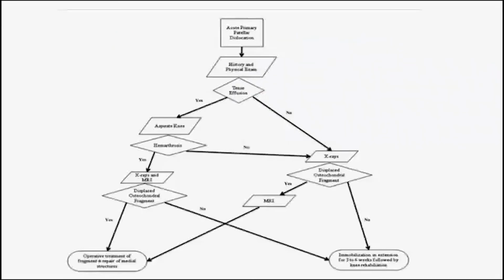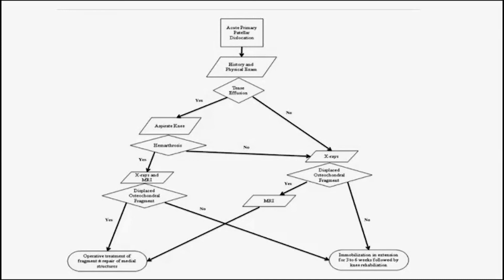If we have a patient with acute primary patellar dislocation, take a good history and do physical examination to identify any malalignment in this patient and any other risk factors like hyperlaxity. If there is tense effusion, do aspiration. If not, do plain X-ray only. If we have a tense effusion, we will do aspiration. And if we find hemarthrosis, we will do X-ray and MRI. If no hemarthrosis, we will do only X-rays.